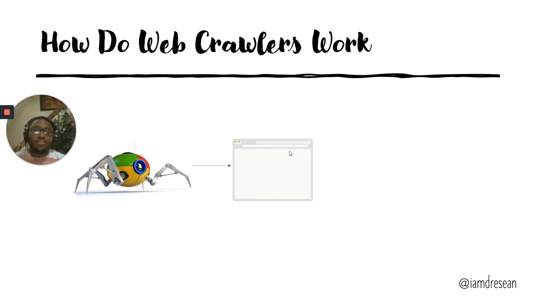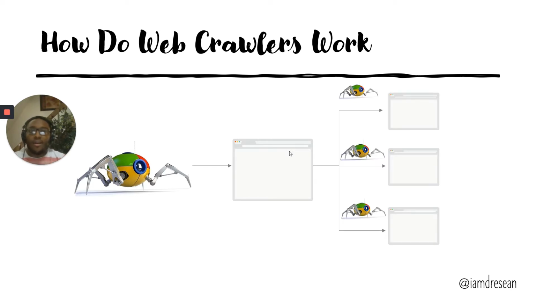What that allows Google to do is to discover all of the other pages on your website. So this is how it goes. Google crawls web page A.